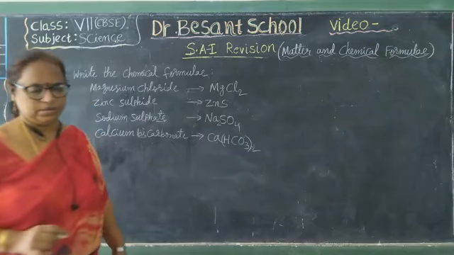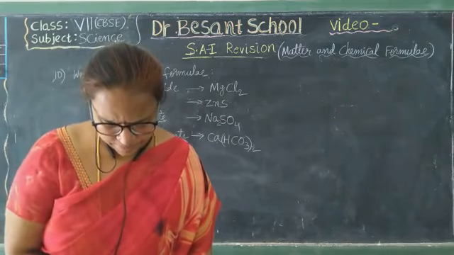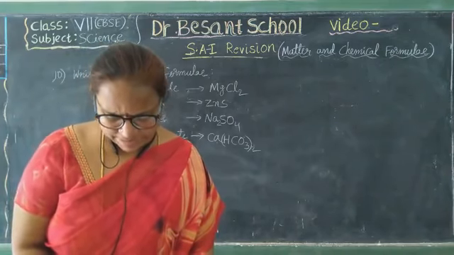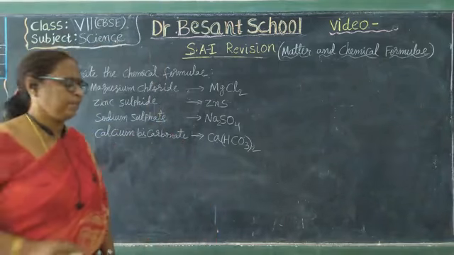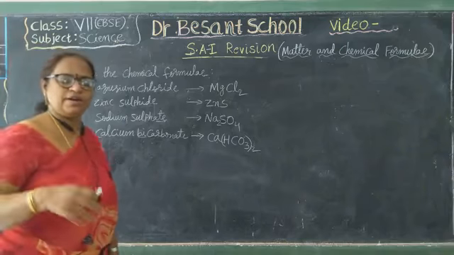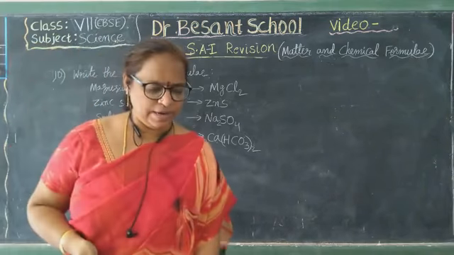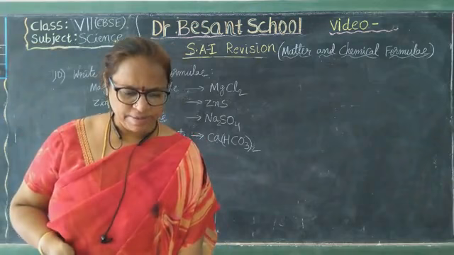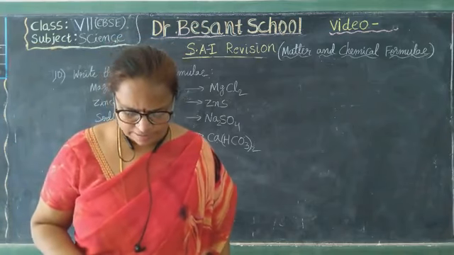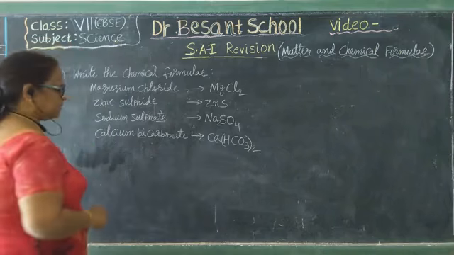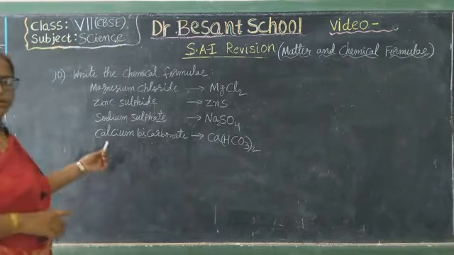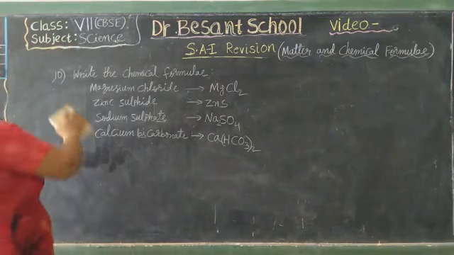So calcium bicarbonate formula is Ca(HCO3)2. These are the formulas. Clear, children? Next, what is a chemical equation? Explain with an example. Not required because already before we have learned in the differences. Chemical equation, chemical formula already we learned. Now the last one, balance the following equations. It is over, I think. I will rub it.